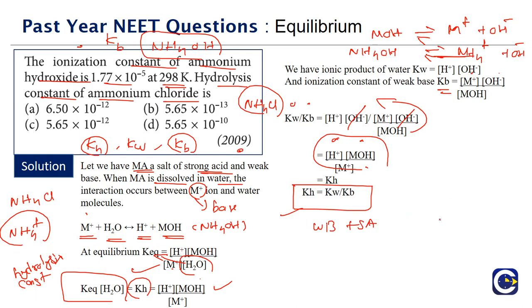Similarly, if you have a salt of a weak acid with a strong base, in that case the hydrolysis will happen for the ions from the acid. So the formula for KH will be KW by Ka. We'll have an analogous formula: KH is equal to KW by Ka. So we have to remember these relations.